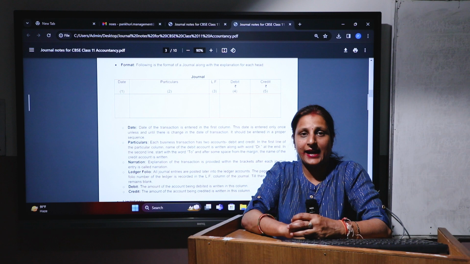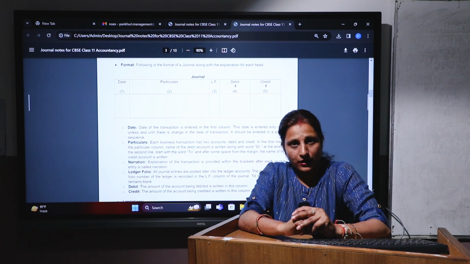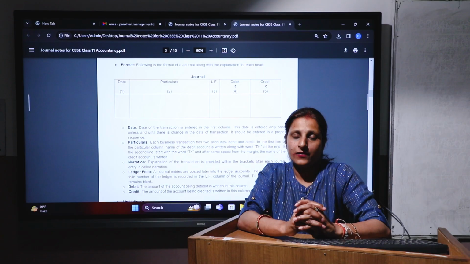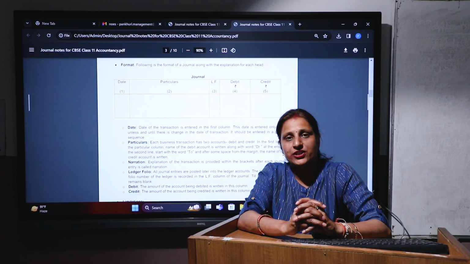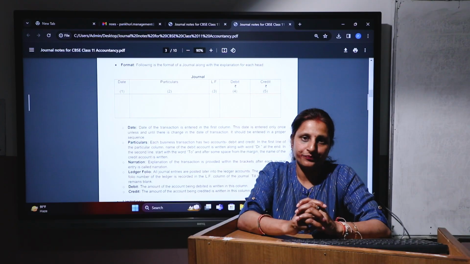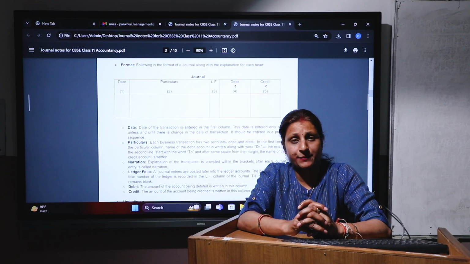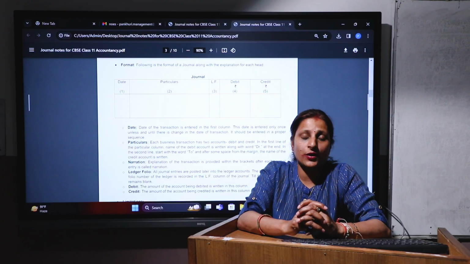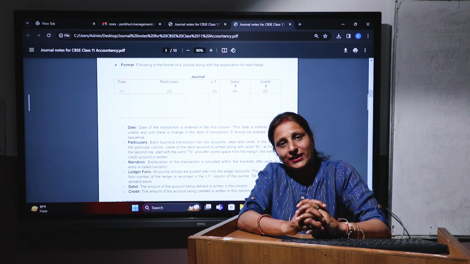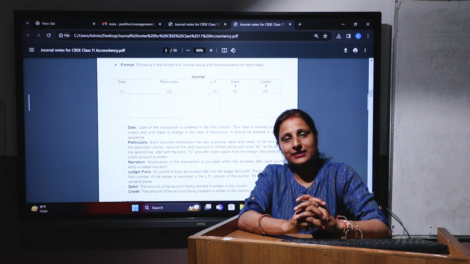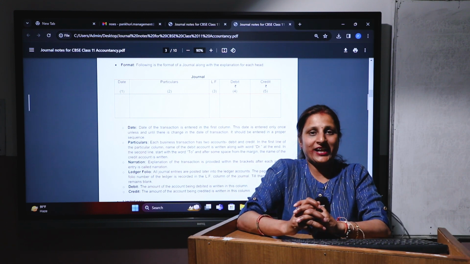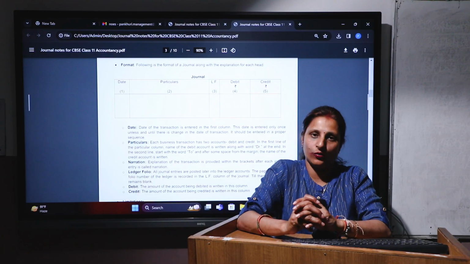Now the first column is the date column. In the date column, we enter the date on which the transaction occurred. We record the journal entries in the books for the particular time period for which we are making the accounting statements. For example, if I am making the accounting statement for the year 2024, that is from 1st April 2023 to 31st March 2024, then all the entries that have been incurred in this period we record in the books of journal of that particular time period. So the date will be from that time period only.